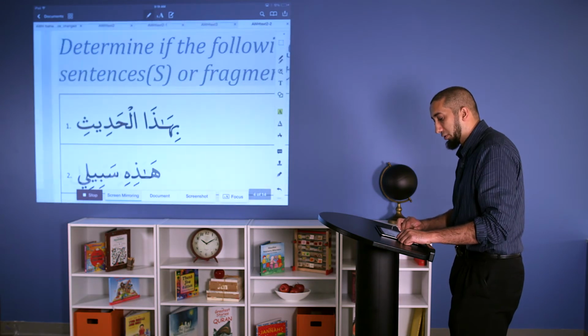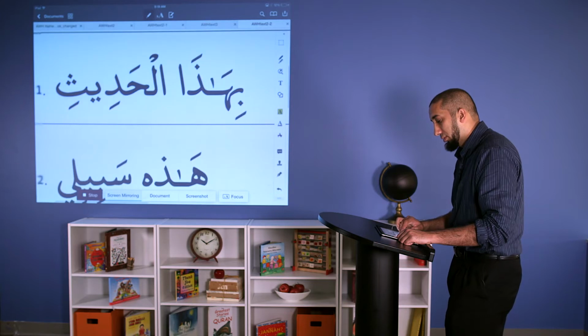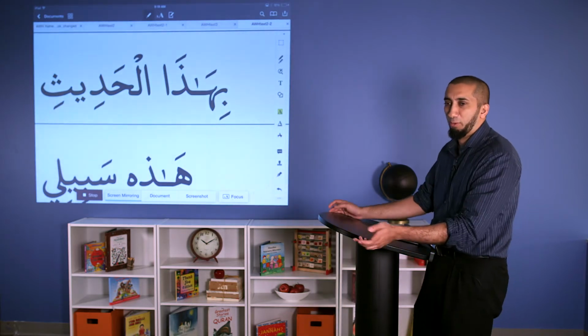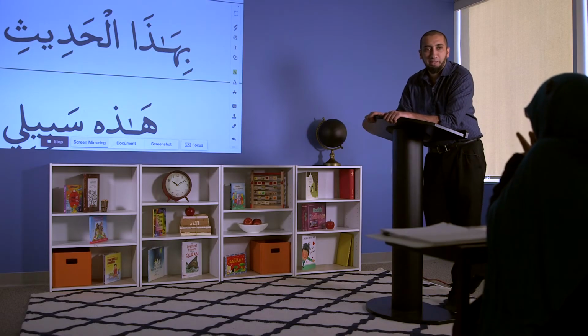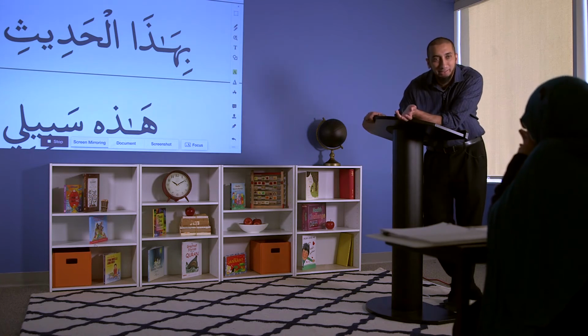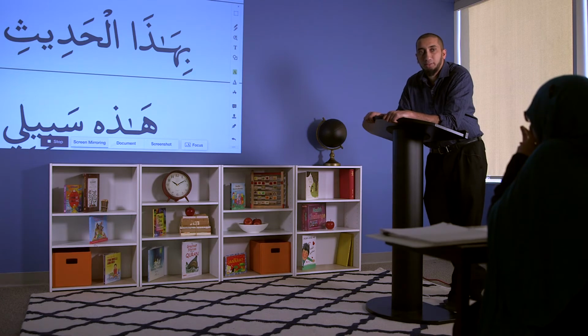Tell me if this is a sentence or fragment. Bihadha al-hadithi. It's a fragment. I said sentence or fragment, and you said no. It's a fragment. What's your name? Answer the question, child. It's a fragment. How many fragments do you see?